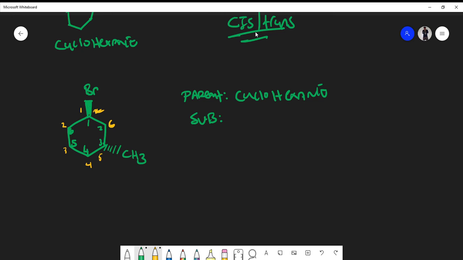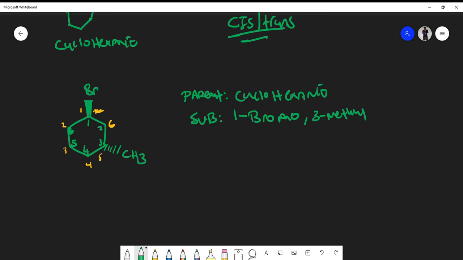Right? So getting that out of the way, we know on carbon 1 we have a bromo. On carbon 3 we have a methyl, so this is 3-methyl. And again, we said that we couldn't have gone the opposite direction because it would have been 5-methyl instead, and that is just too high. Now, putting that together, we can actually put our name together.